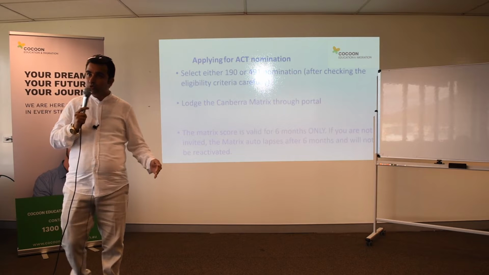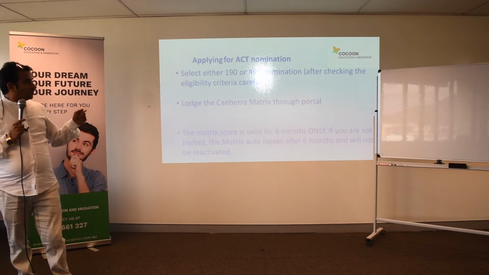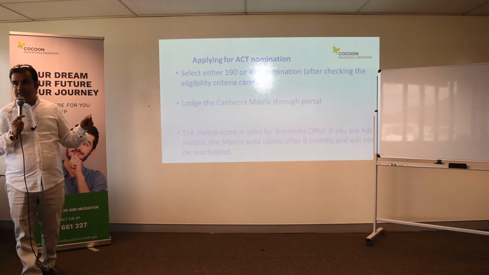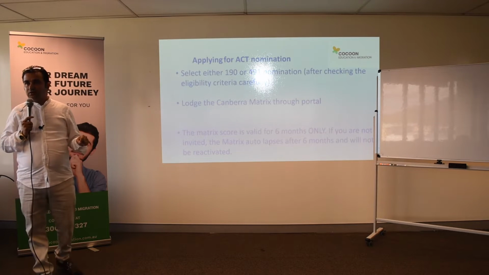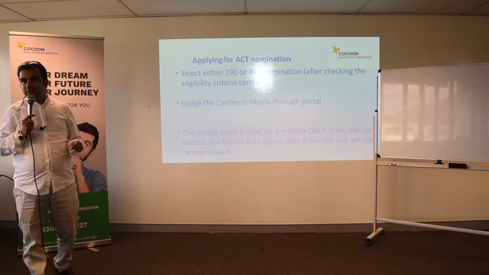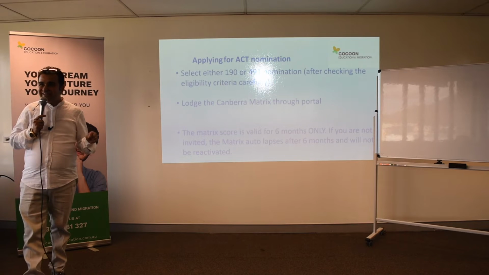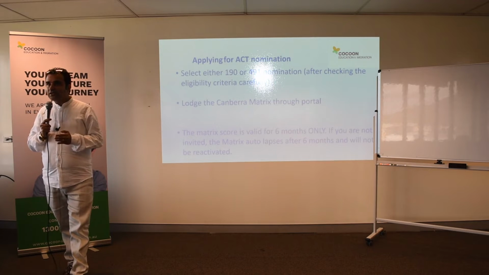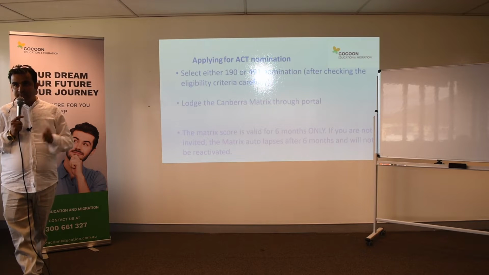First of all, I'll go through the matrix system. In the matrix system, we have got 2 different visas, subclass 190 visa and subclass 491 visa. To be eligible to apply for the subclass 190 visa, you must have been living in Canberra for the last 6 months and working here at least 35 hours per week. For the 491 visa, you just need to live here for 3 months. These are the eligibility criteria, okay?